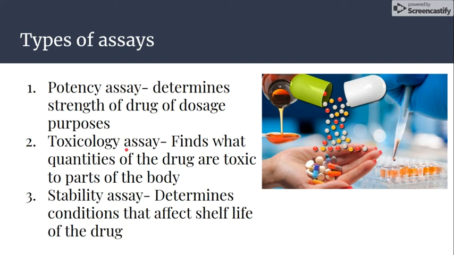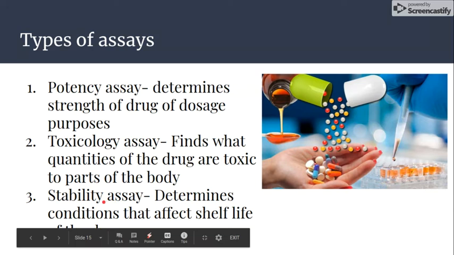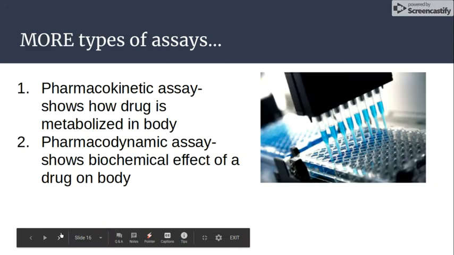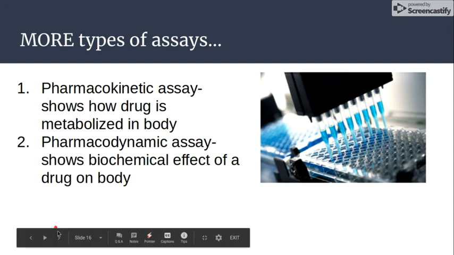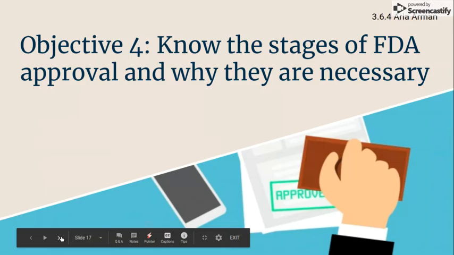Toxicology assay finds what quantities of the drug would kill someone or hurt someone's body parts. Stability assays determine conditions that affect shelf life. Pharmacokinetic assay shows how a drug is metabolized in the body, and pharmacodynamic assay shows the biochemical effect of a drug on a body. So the pharmacokinetic is like the development of it in the body, and then this is how it affects your chemicals and stuff.